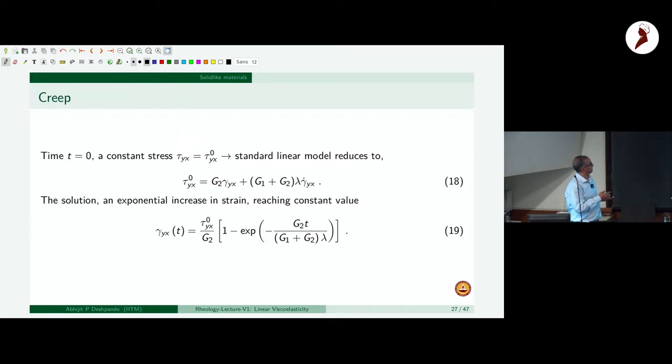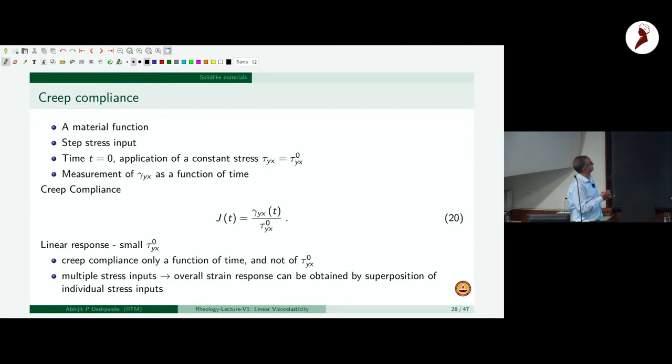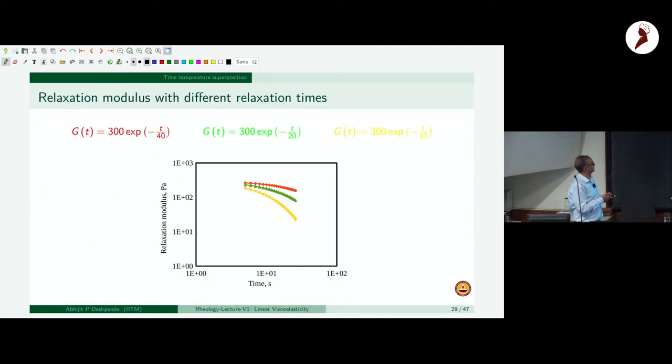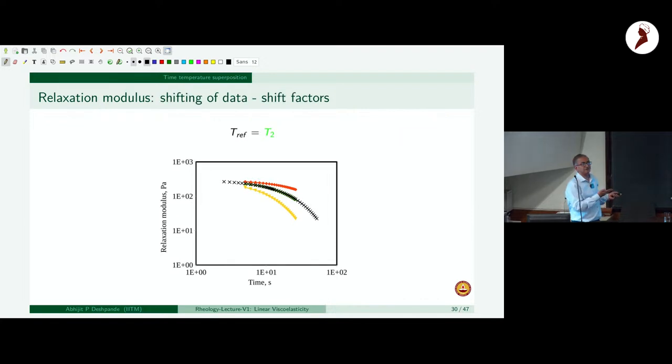I think further down, maybe I'll skip some of this because it is related to another material function called creep, which is used in certain material systems. I'll also spend a little bit of time quickly on the fact that if you do measurements at different temperatures, you can form a master curve by using one particular reference temperature.